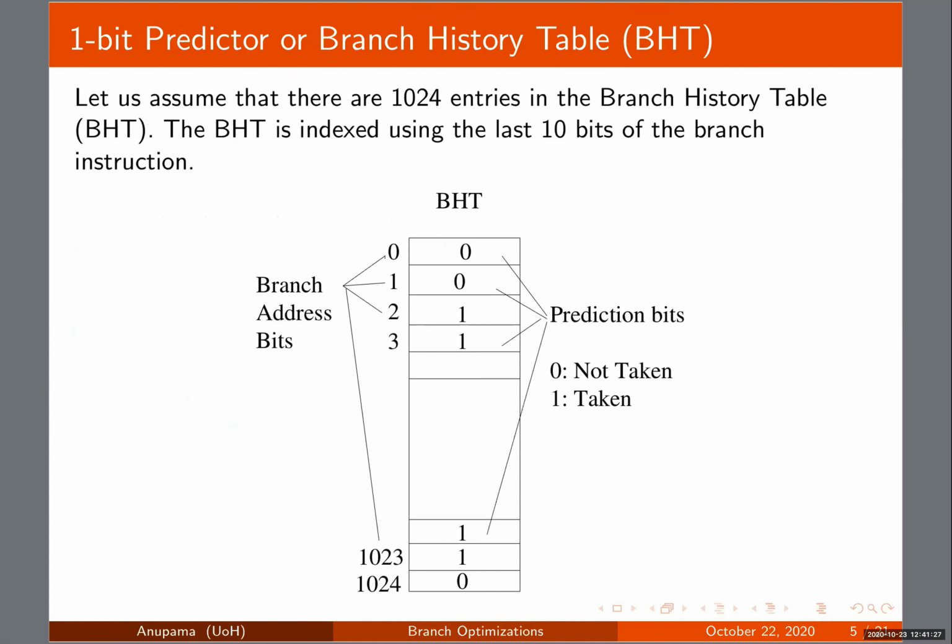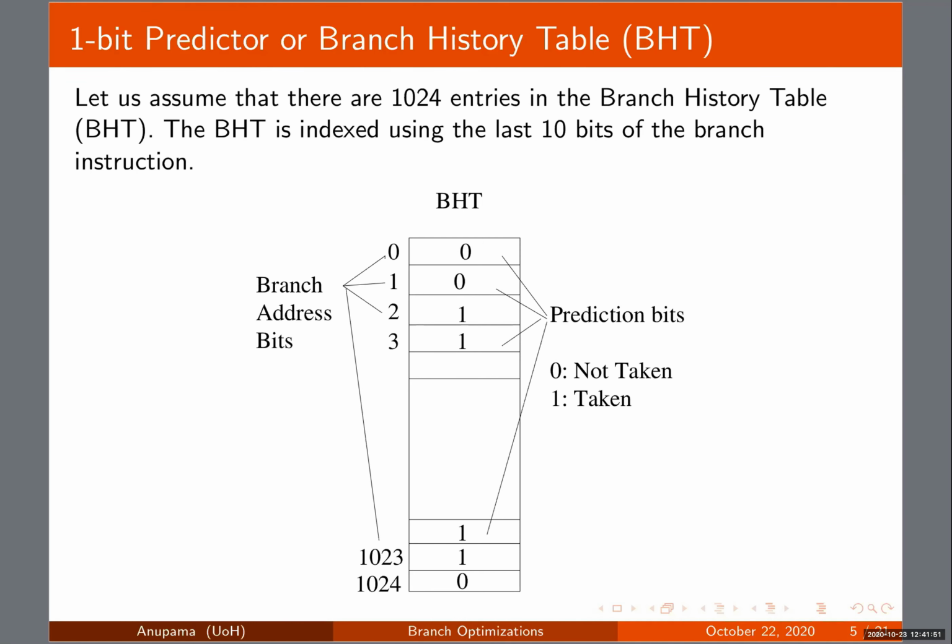Okay, so what do we do in the branch history table? We maintain a table which contains bits. If it is a 0, then it means that branch is not taken. If it is a 1, the branch is taken. This table is indexed by the branch address.